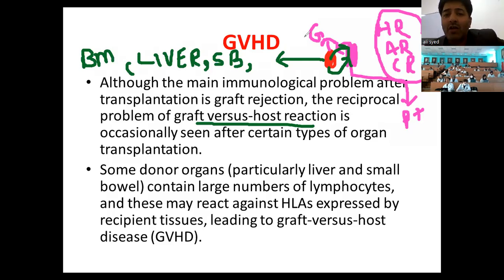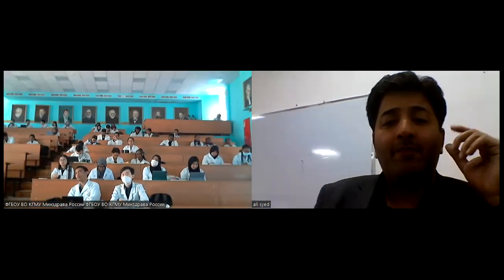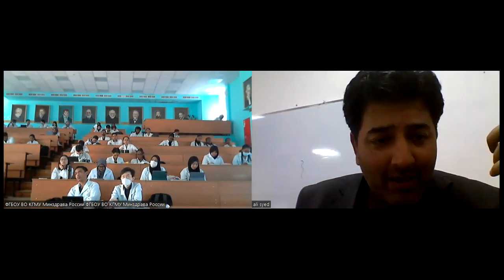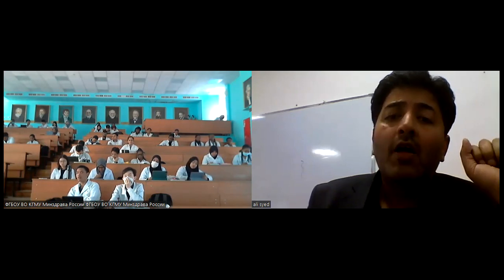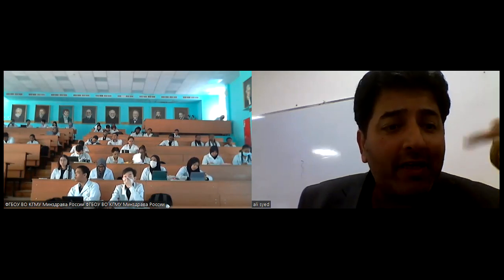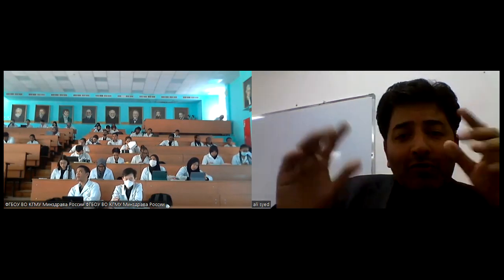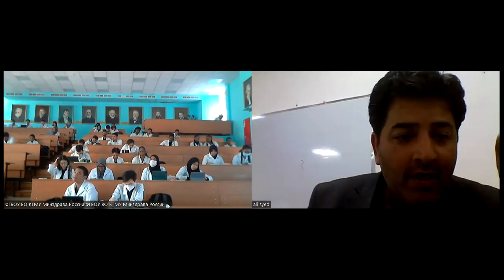So this is your graft versus host disease. How can you prevent it? You can give the patient irradiated blood so that the lymphocytes will be destroyed. You can also give leukodepleted blood to the patient, because you will not allow the leukocytes and lymphocytes to pass through it.